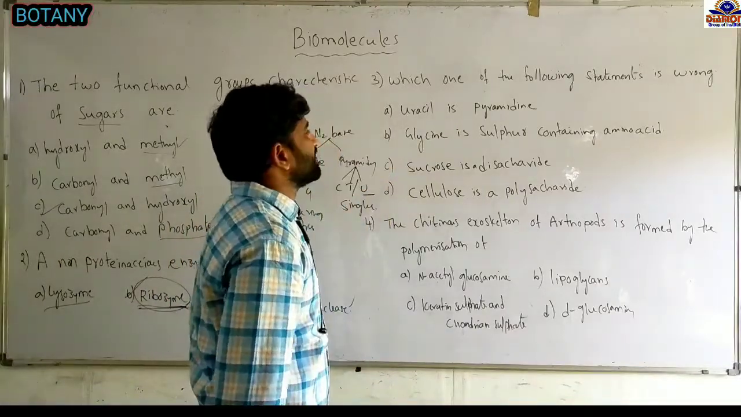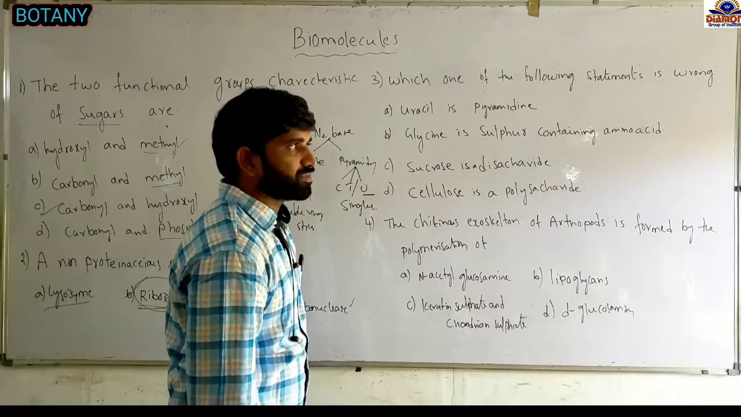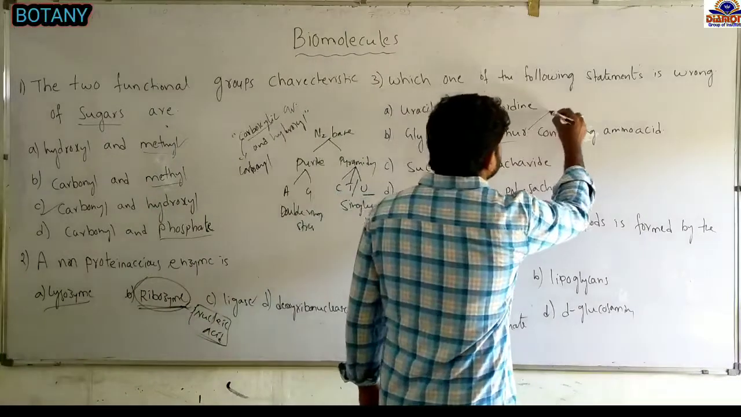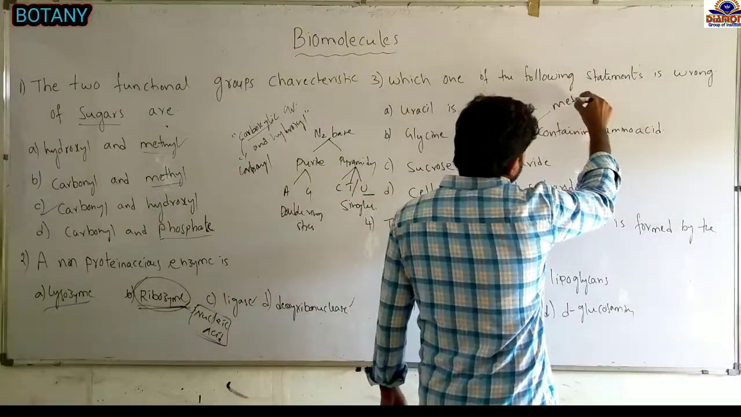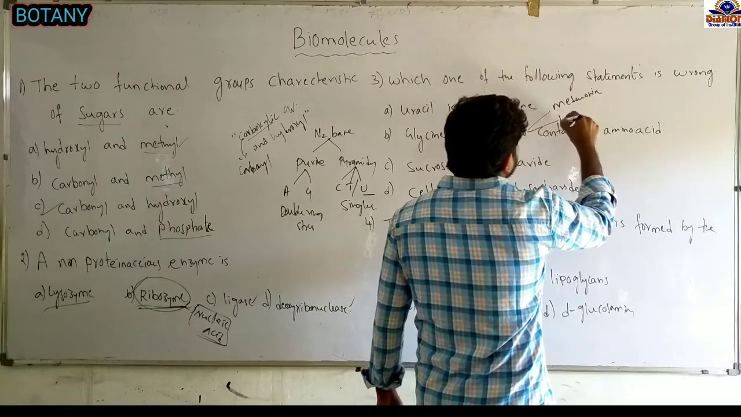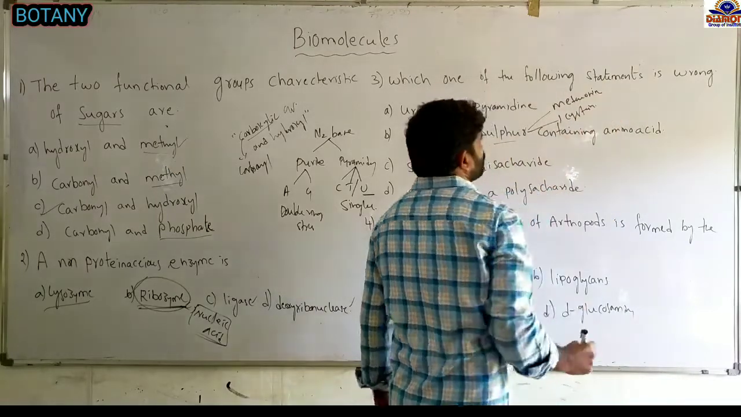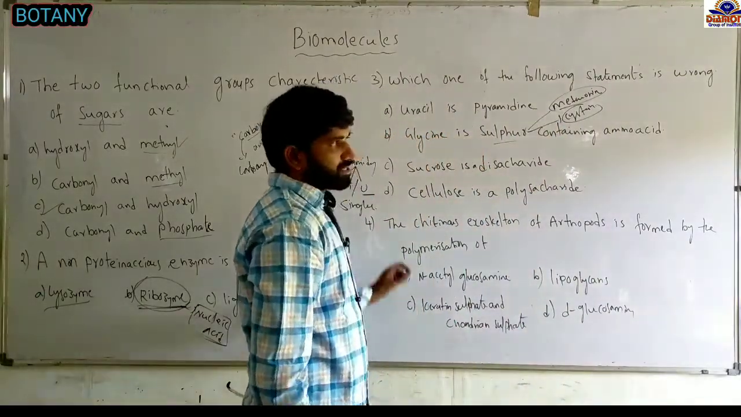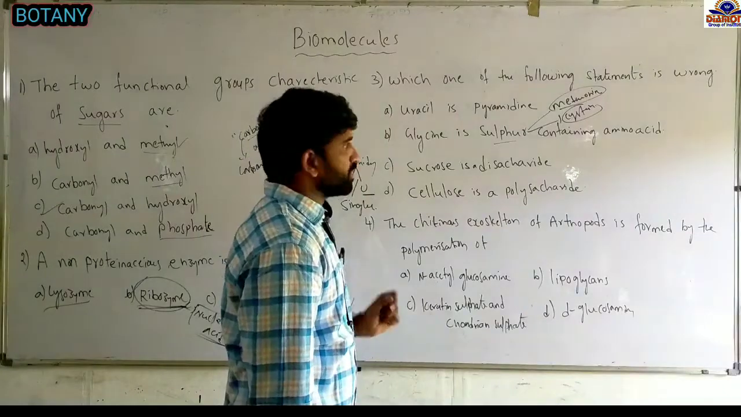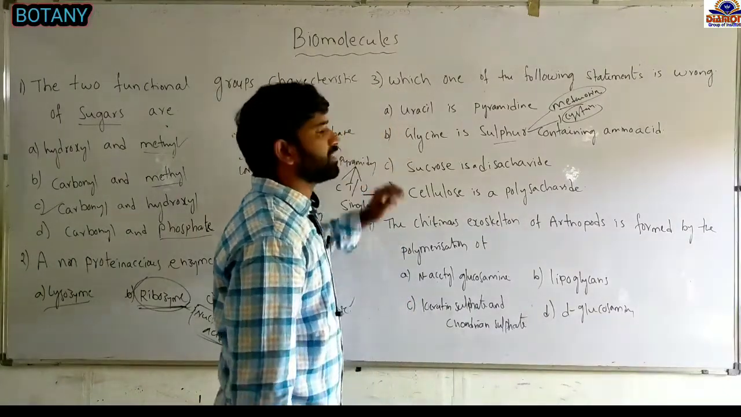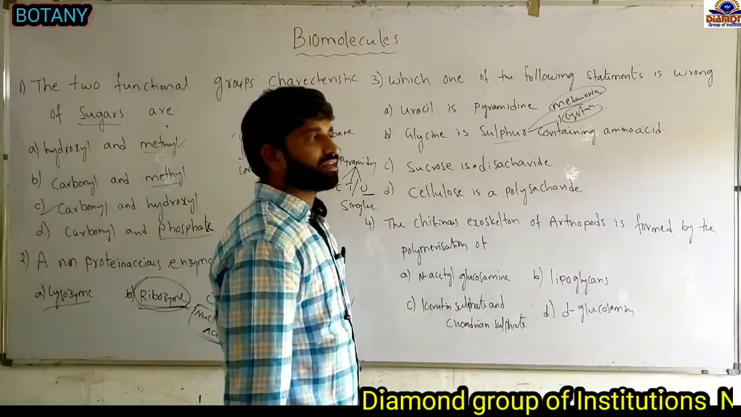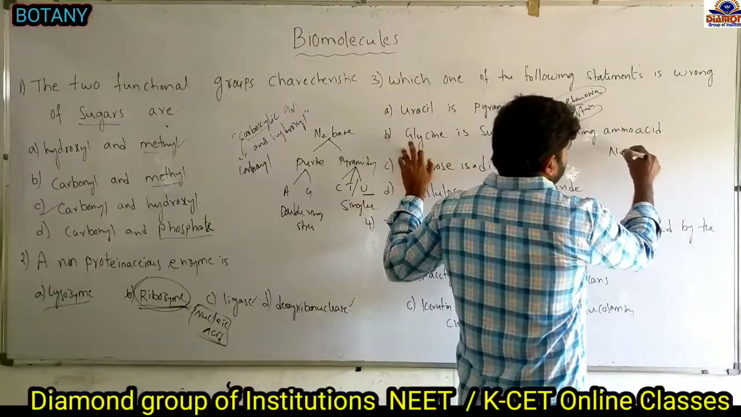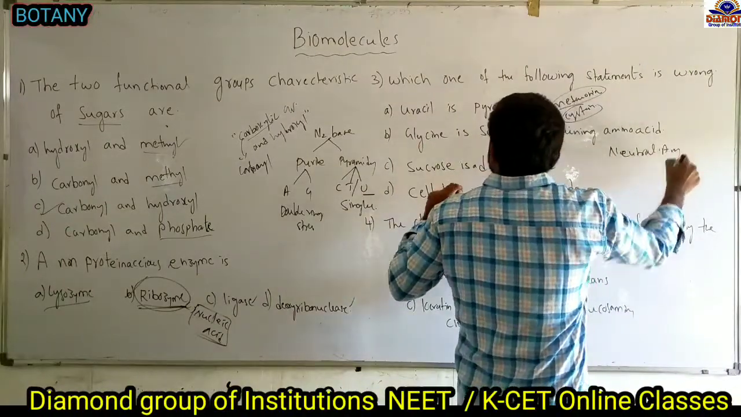And option B, glycine is a sulfur containing amino acid. Sulfur containing amino acids are only two: methionine and cysteine. Only these two amino acids contain sulfur in their structure. Here they say glycine is a sulfur containing amino acid, but glycine is not a sulfur containing amino acid. Glycine is a neutral amino acid.